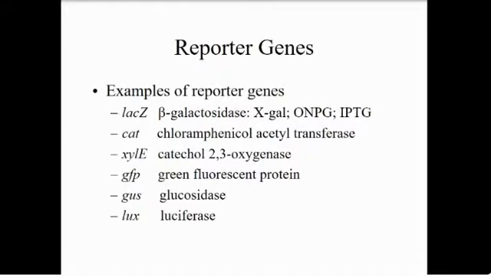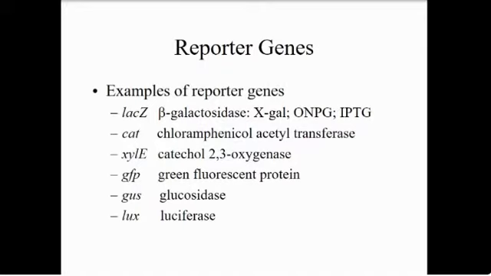Someone say it out loud. What? It induces expression of the LAC operon. Yeah? Okay. So it's not directly applicable in all the cases where you use LAC-Z as a reporter system, but the LAC operon is a system that you should know as a paradigm because it comes up so many times in all sorts of contexts.